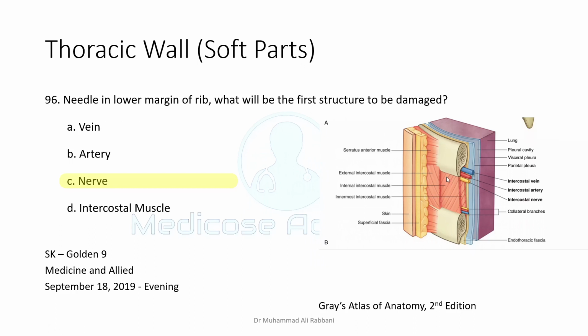But the same question can be asked with reference to the intercostal space. When the needle is passed, this is the hole in the intercostal space covered by the muscle. When the needle is passed through the upper margin of the intercostal space, the nerve gets involved. So be very vigilant about reading the question, whether you are being asked about the lower margin of the rib or the upper margin of the intercostal space. They try to confuse you in that aspect.